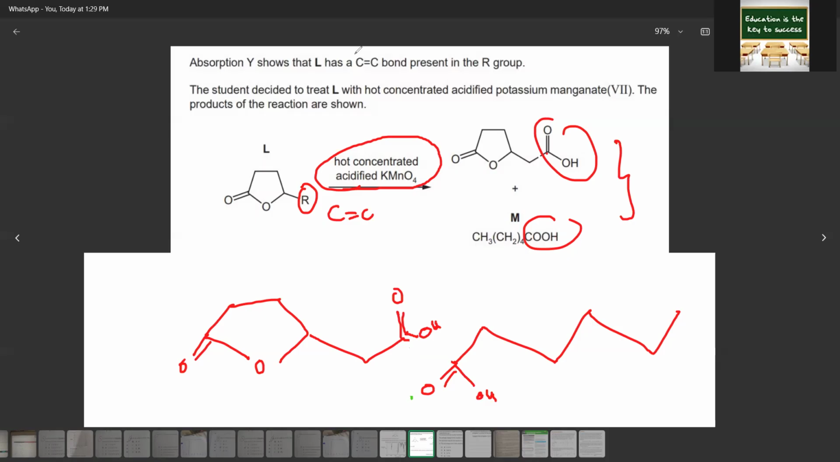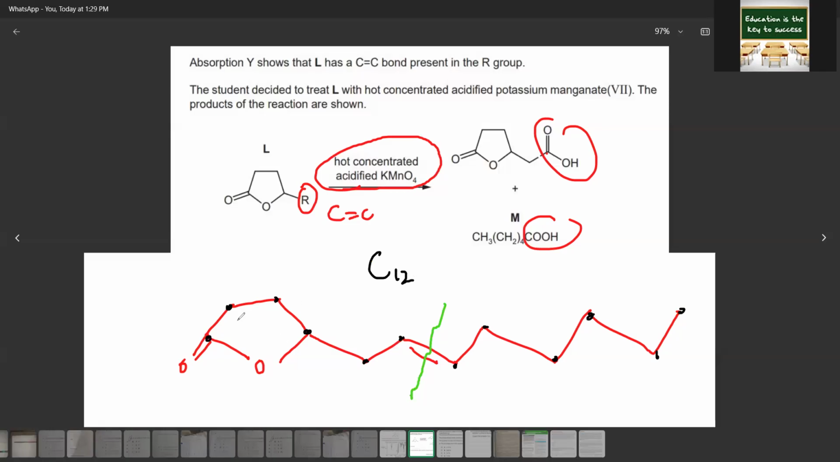So we have to deduce the molecular formula of L. What is the molecular formula of L? Because in L, C double bonded with O and OH is added. So we count the carbon atoms. This is 1, 2, 3, 4, 5, 6, 7, 8, 9, 10, 11, 12. So how many carbon atoms are there? There are 12 carbon atoms.